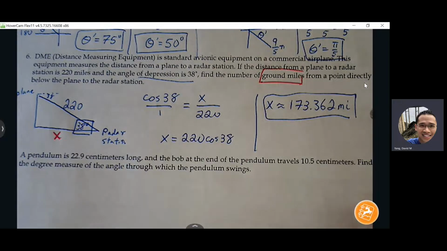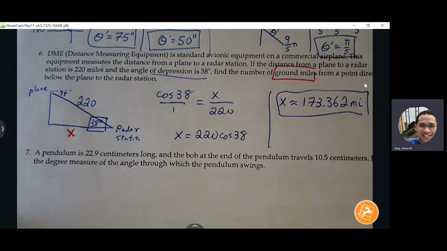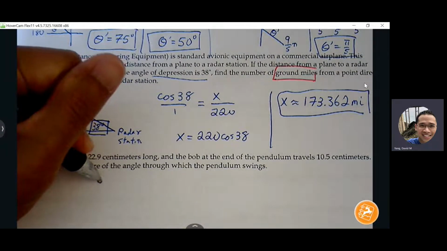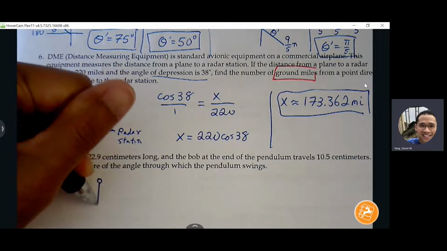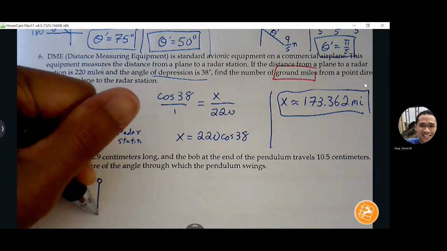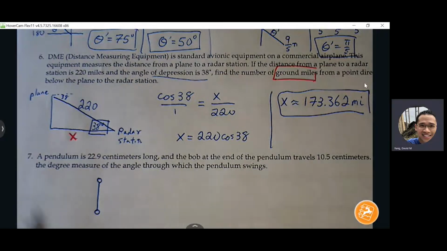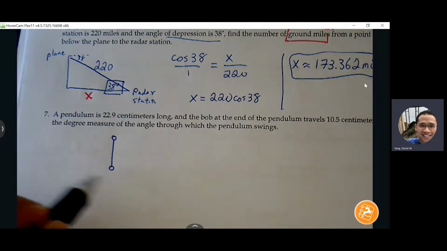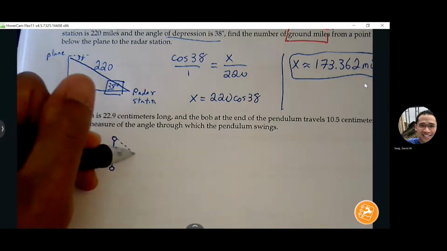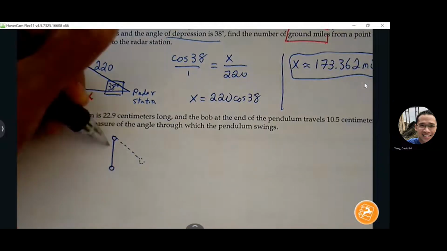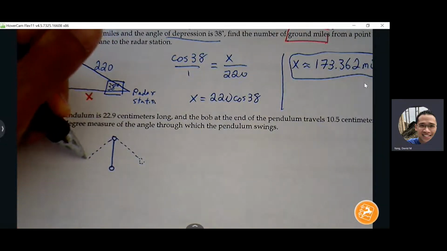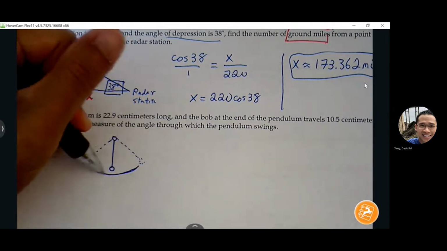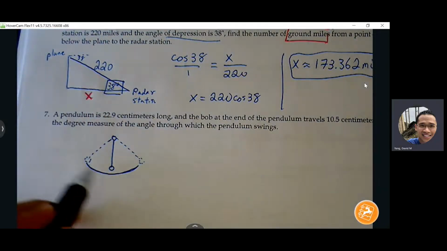Okay, number 7. A pendulum is 22.9 centimeters long. So let's draw a pendulum and then the bob at the end. And the pendulum is something that swings back and forth. Okay, so we know that as it swings back and forth, I have an idea of the path of its movement. Right? So it's going to kind of move in an arc. Kind of go back and forth.